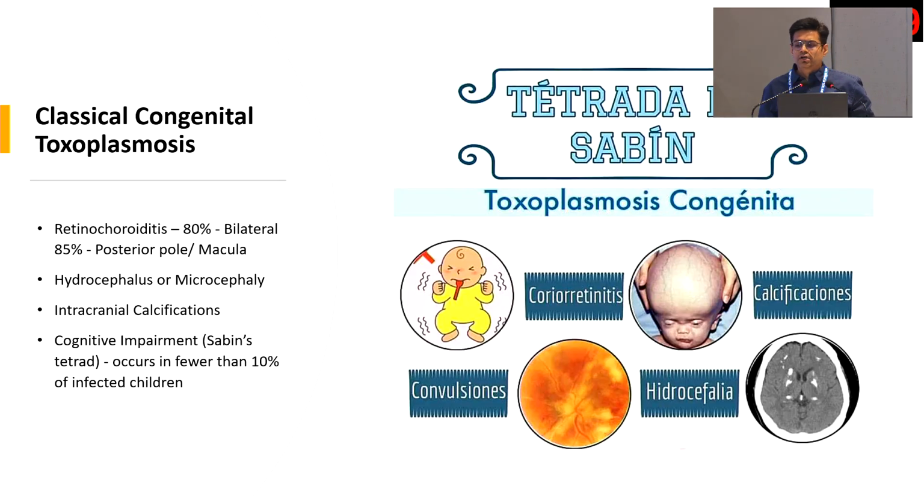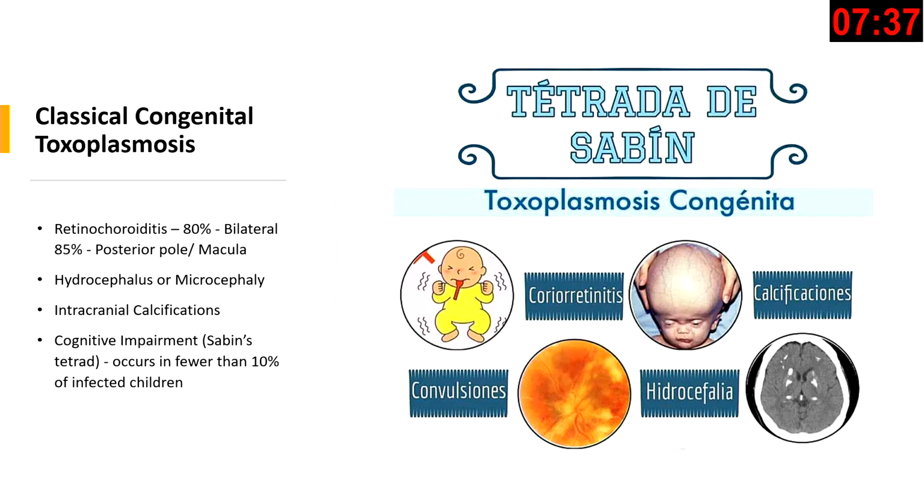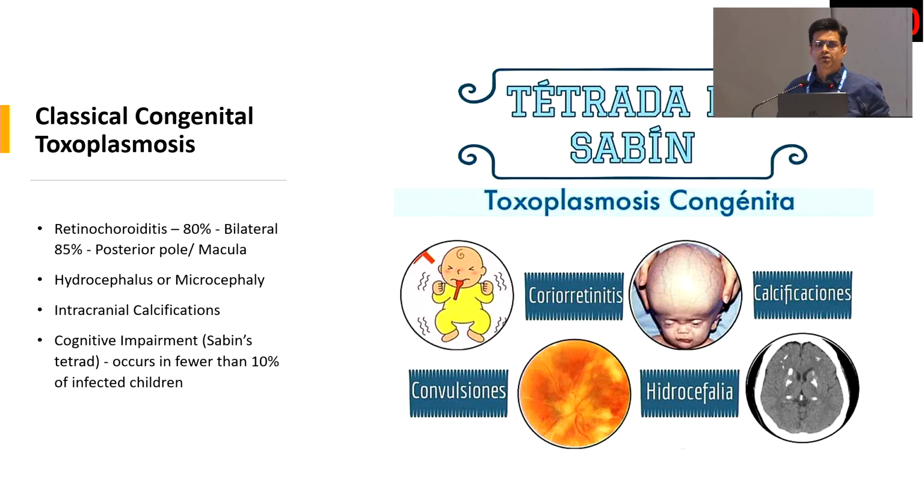There is another congenital form, Sabin's tetrad, in which apart from the retinochoroiditis, you also see hydrocephalus, intracranial calcifications, and cognitive impairment. Now, these are seen in a very small set of the population. Some of the literature says it's 2%, or some say it is 10%.